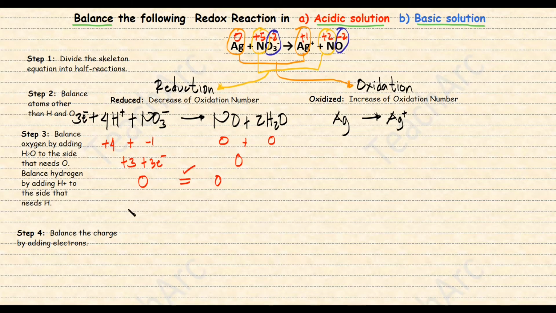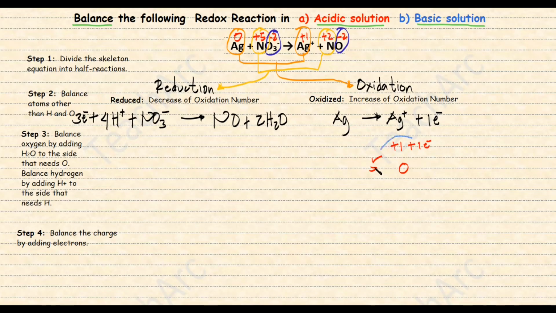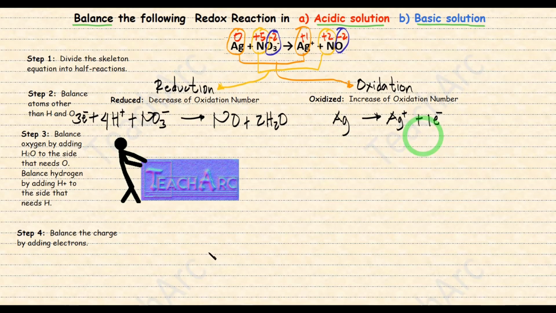As for our oxidation reaction, silver is 0 because it's neutral. On the right side, silver ion is positive 1. So to balance that, we need to add 1 electron on the right side of the oxidation reaction. And all our charges are balanced. That concludes step number 4.